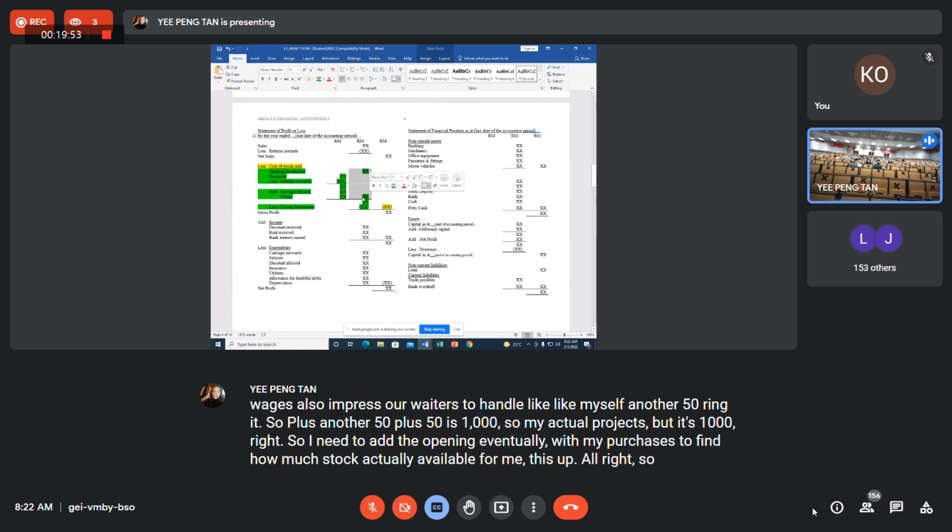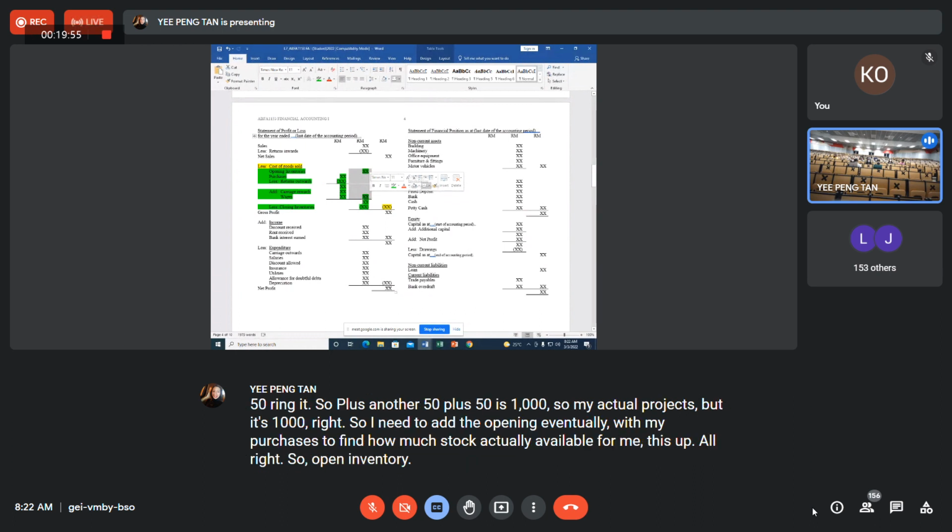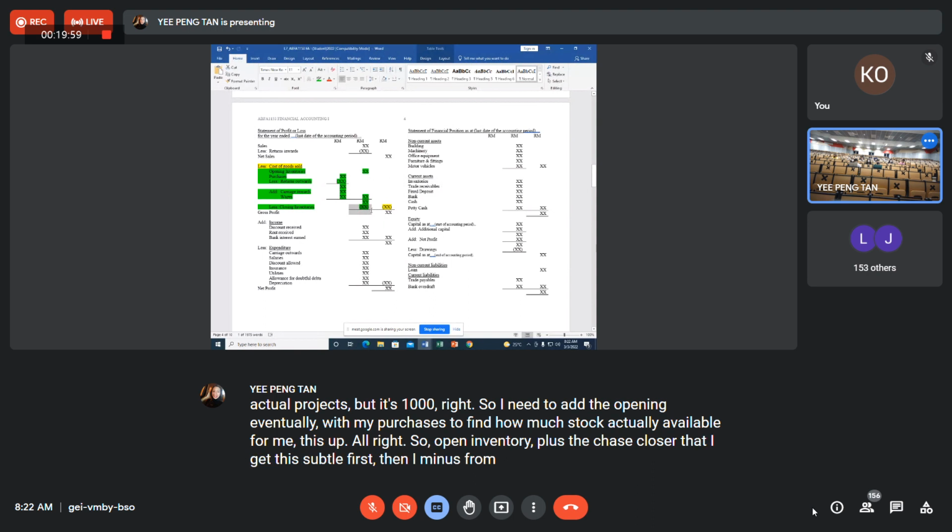So opening inventory plus the purchase cost, then I get this subtotal first. Then I minus closing inventory. Okay, why am I to minus closing inventory?